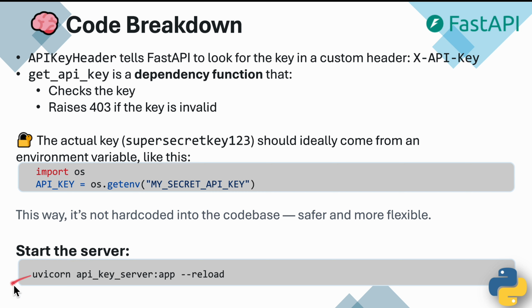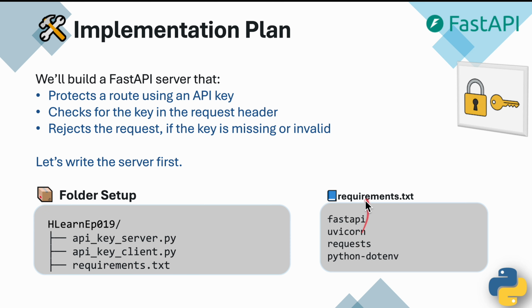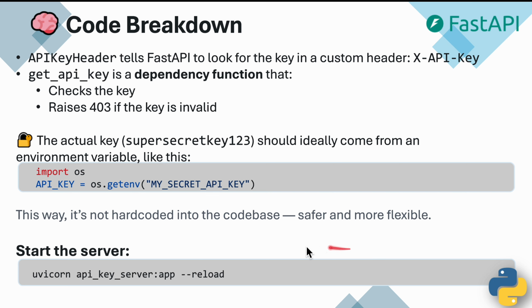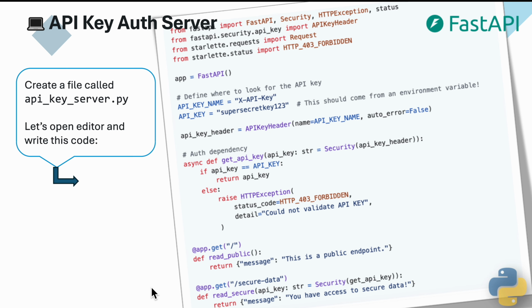Start the server. How do you start? You go to your virtual environment, wherever you have installed all these libraries, right? Then you simply type uvicorn api_key_server:app --reload. How did these two parts come? First thing is the server file name.